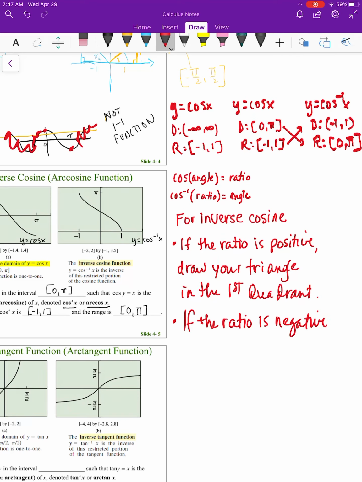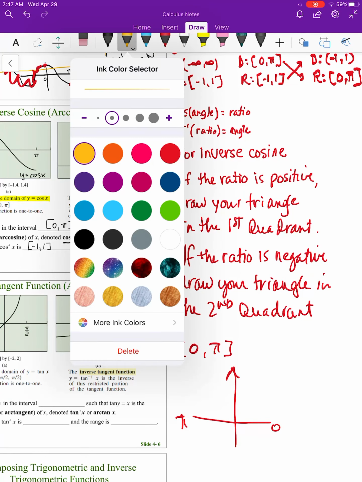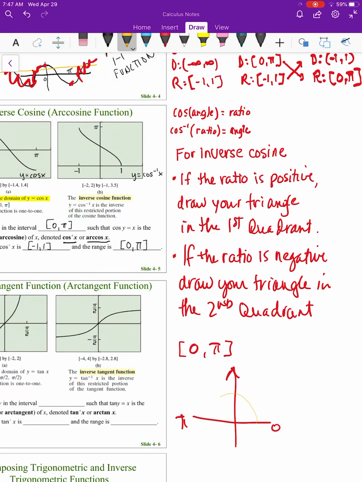If the ratio is negative, draw your triangle in the second quadrant, because your range from 0 to pi starts here and ends there. It's going to go from here to here.